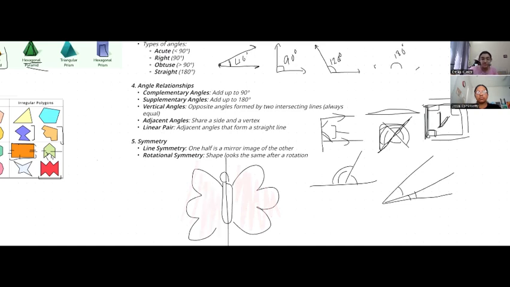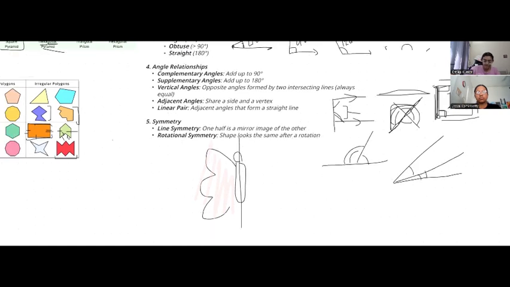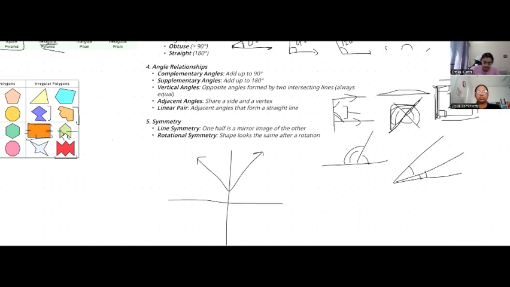So for example, okay, let me erase this. For example, if we had something like, we have this and then we have a graph that looks like that, this is a symmetrical graph because if we draw a line from the middle, so let me change my color, and if we draw a line right here, then both of these sides will be the same. So this side and this side look exactly the same, right?